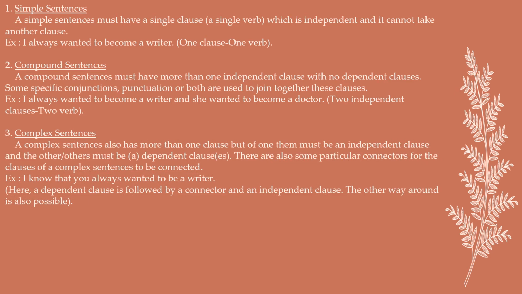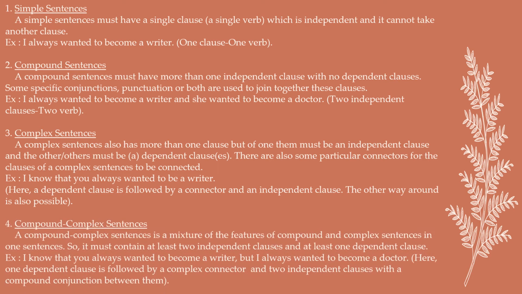Third, complex sentence. A complex sentence also has more than one clause, but there must be an independent clause and the other or others must be dependent clauses. There are also some particular connectors for the clauses of a complex sentence to be connected. For example, I know that you always wanted to be a writer. Here, a dependent clause is followed by a connector and an independent clause. The other way around is also possible.